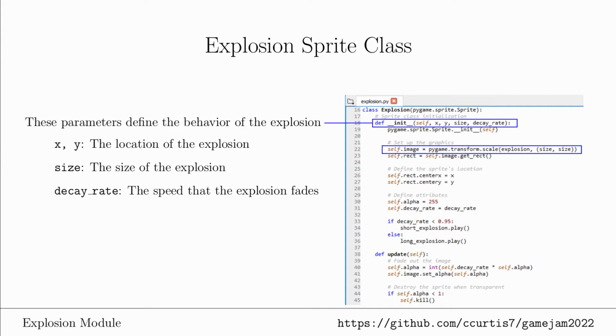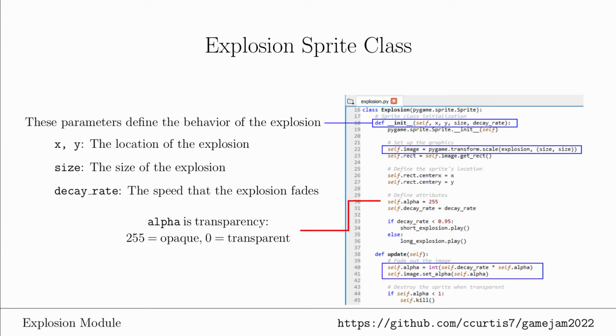For the attributes, there are 2 quantities. The first one is called alpha, and the second is the decay rate. In the context of computer graphics, alpha represents the transparency of the image. For Pygame, this is an integer from 0 to 255. At 255, the sprite is completely opaque, and at 0, it's completely transparent. We can see how these 2 values interact in the update method.